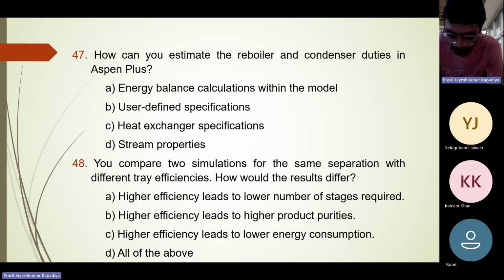Or all of these are true? All of these are true. Higher efficiency means there is proper vapor liquid equilibrium on each tray. So if vapor liquid equilibrium is very efficient on each tray, we won't require additional trays to get actual vapor liquid equilibrium. Then if we are getting good vapor liquid equilibrium, we'll have higher purity. And if the number of stages is less, then we will have lower energy, right? So all these are correct.